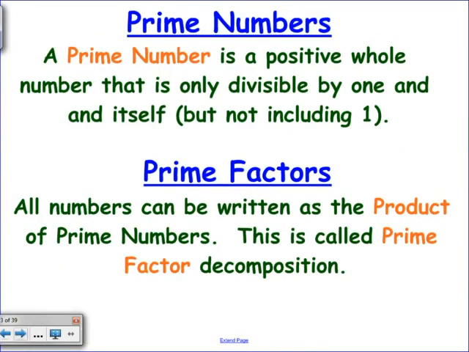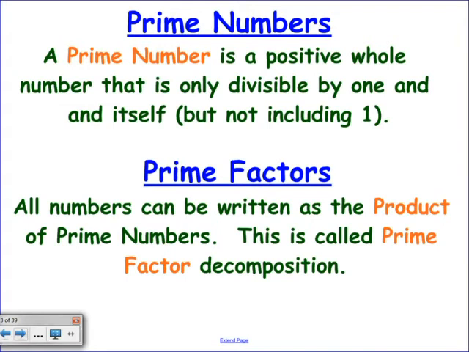Prime numbers. We should be dab hands at prime numbers now. What's a prime number? It's a number that's only divisible by itself and 1. So what are the prime numbers up to 30 then? You have to know these off the top of your head. 2 is the first prime number. Good. 3, 5, 7, 11, 13, 17, 19, 23, 29. Okay? There are 10 that you need to know between 2 and 30.